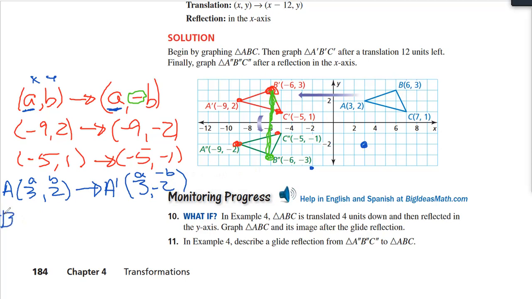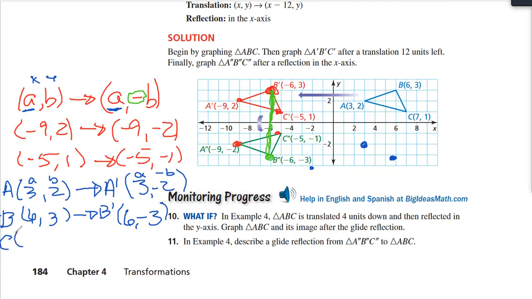So let's have somebody tell me B. B is 6, 3. What would B prime be? Somebody tell me in the chat what B prime would be. 6, -3 is correct. See how it's the same distance down as this is up? That's what makes it a reflection.